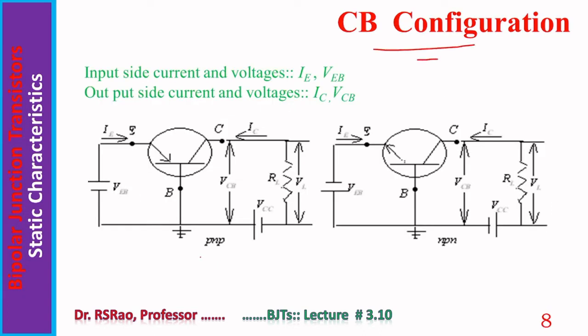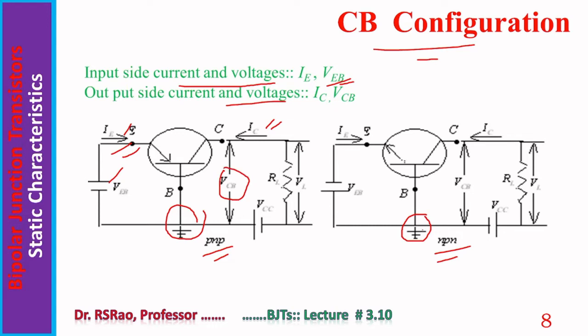Here is shown CB configuration, PNP transistor, NPN transistor. Point to be noted here is base is common, so this is CB configuration. Input side current and voltages are IE, VEB. Output side current and voltages are IC and VCB. Similarly, if we come to NPN transistor, this is VEB, this is IE, this is IC, this is VCB.